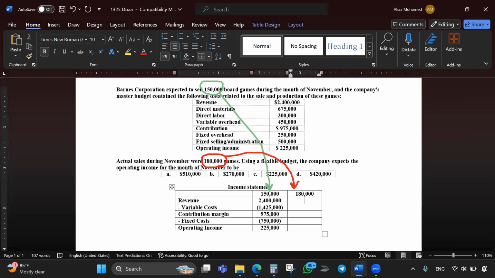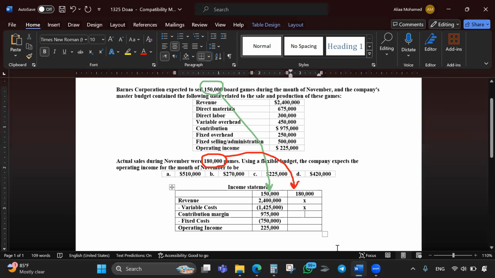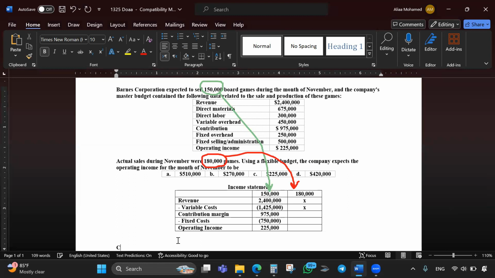There is no need to calculate revenues and variable costs. There is no need to calculate these amounts. We can use the contribution margin as an easier way. 975,000 is the contribution margin for producing and selling 150,000 units. So we can calculate the contribution margin per unit.